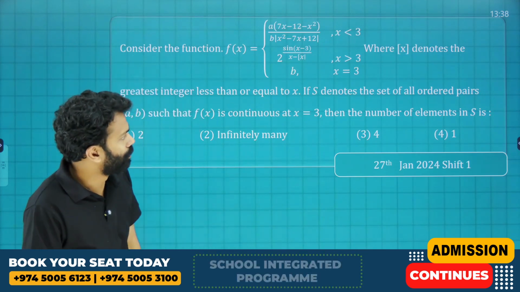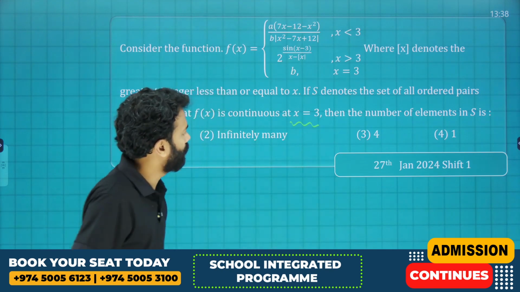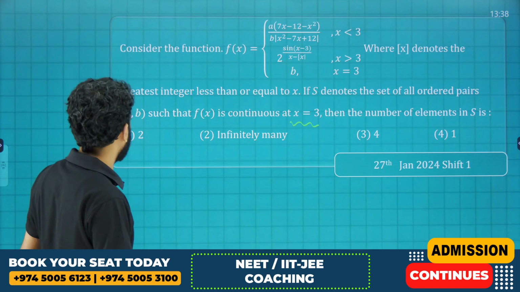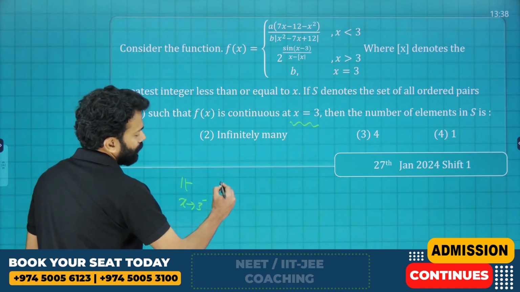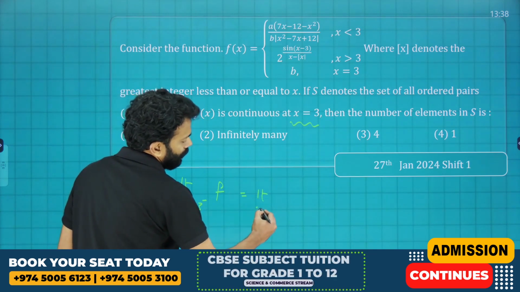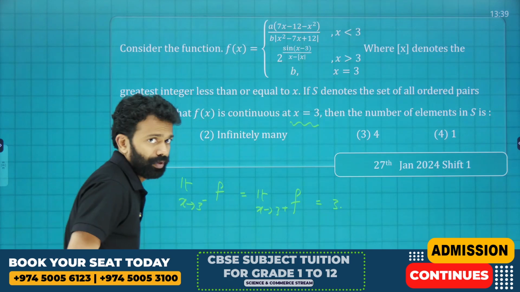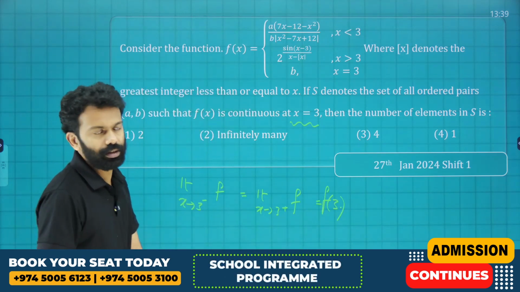They have already mentioned that the function is continuous at x equals 3. Let's formulate this on the next slide. Therefore, limit x tends to 3 minus f of x is equal to limit x tends to 3 plus f of x, which is equal to f of 3 if it is continuous at x equals 3.